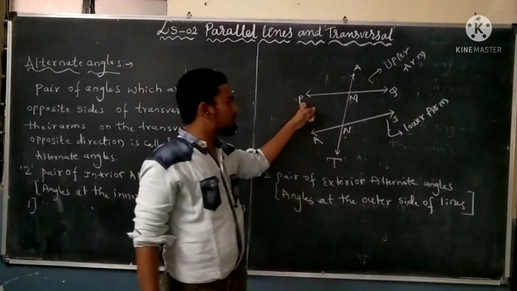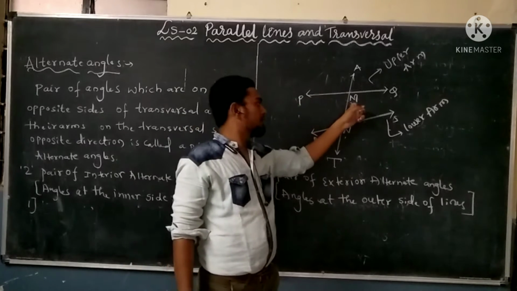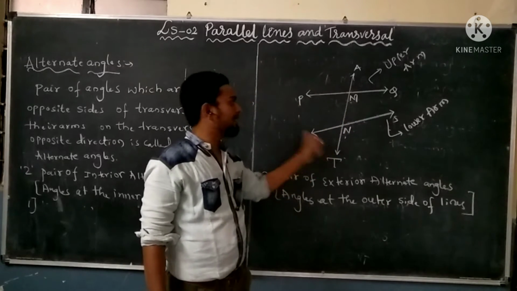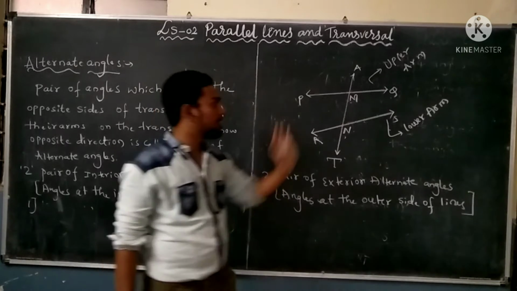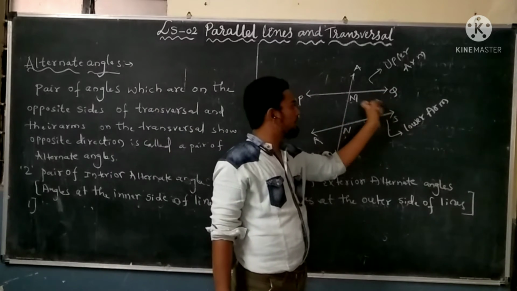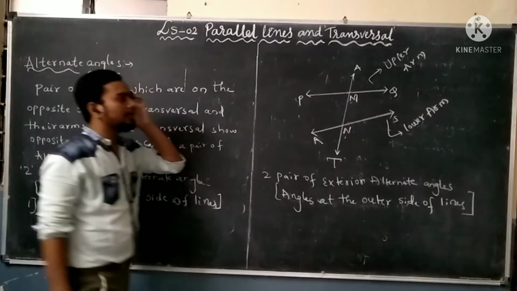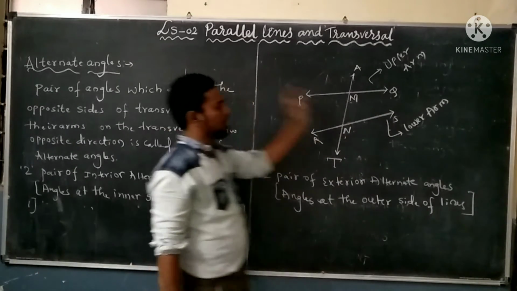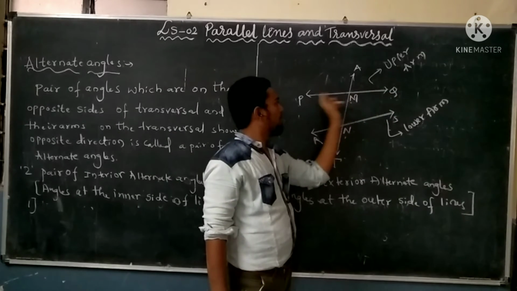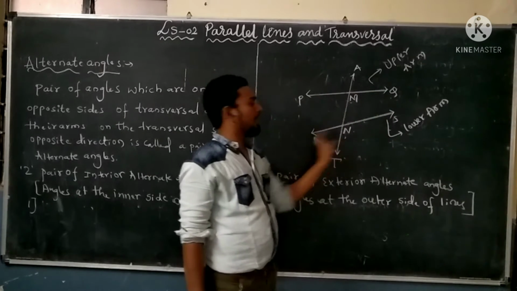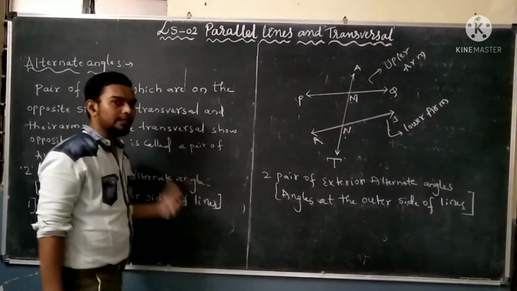P is also an interior angle, M also, N also, and R also an interior angle. And on that side Q is also an interior angle, and M, N and S are also interior angles. Here Q, M, P and Q, S and R are also interior angles.